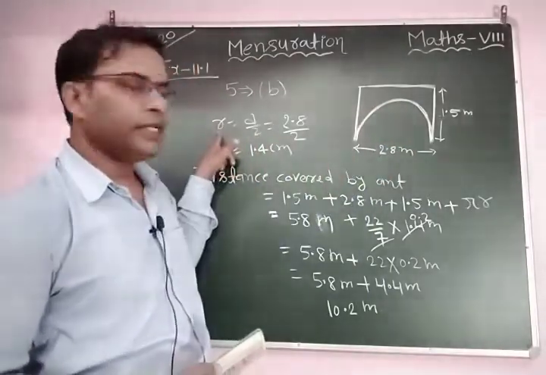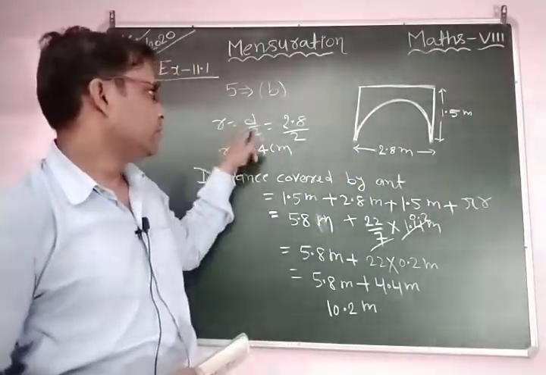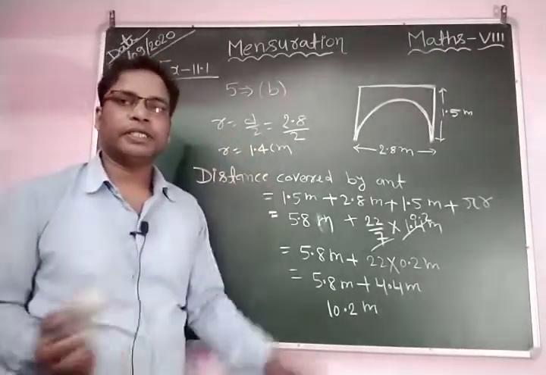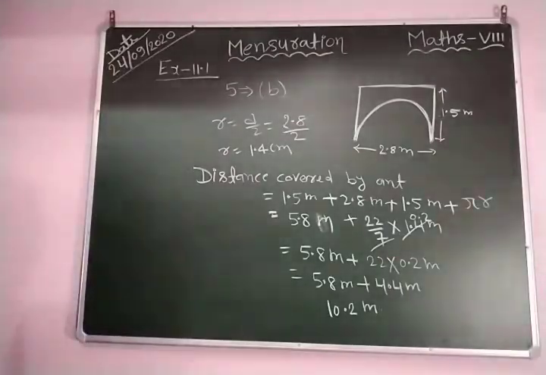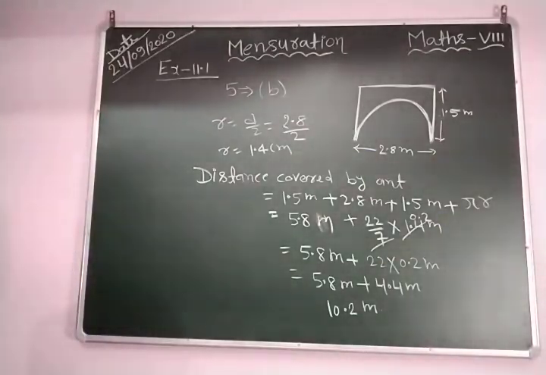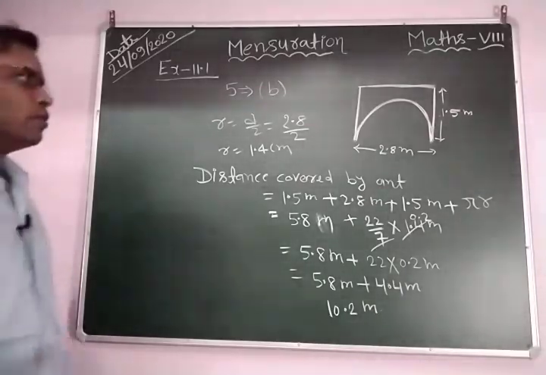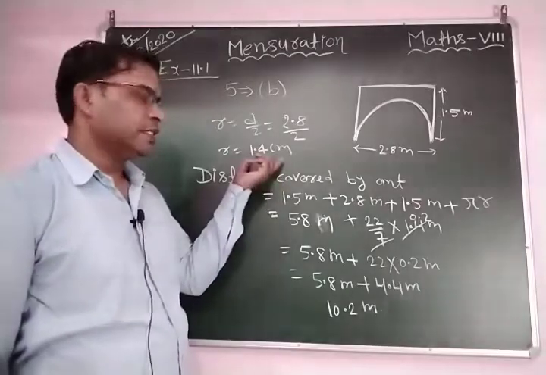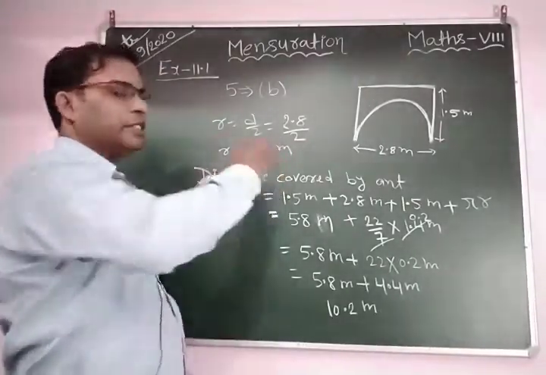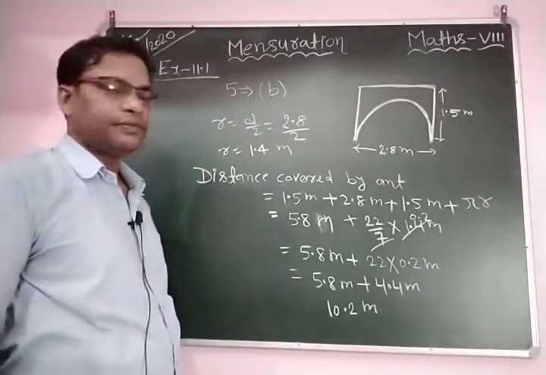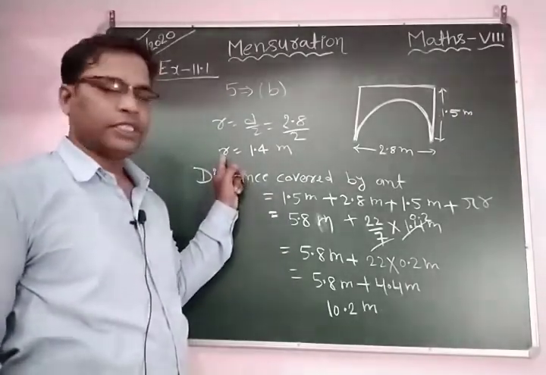So we find the radius. R is equal to d by 2. You know very well, this R represents the radius and d represents the diameter of the circle. So here the diameter is given 2.8. So 2.8 by 2 is equal to 1.4. This is the radius. This is in meters. Okay, so I hope all of you understood. R is equal to 1.4, this is the radius.